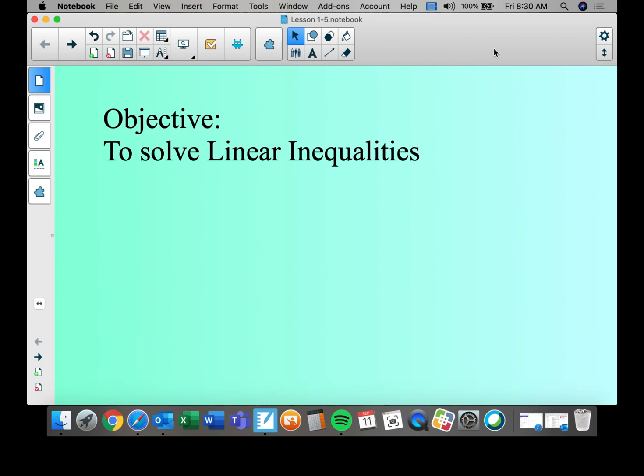We're going to move on to the next section today, and that section is Lesson 1-5. Our objective for today is to be able to solve linear inequalities. Earlier, with section 1-3, we talked about simplifying expressions. Then in 1-4, we went to solving equations. And now we're going into inequalities and how you solve and work with those. So the progression was expressions to equations to inequalities, and that's what we're going to look at today. So let's take a look.